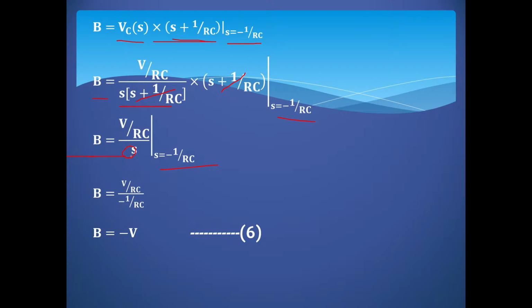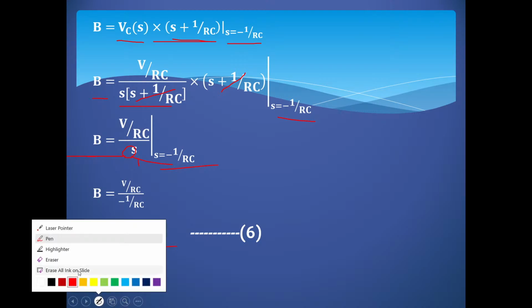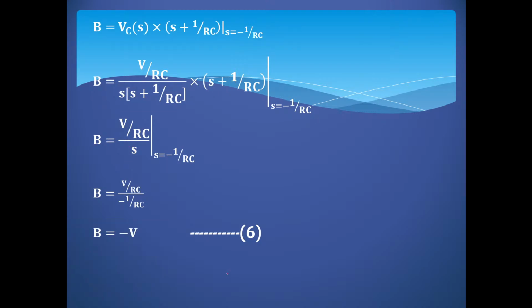Just substitute s is equal to minus 1 by RC here. What do you get? V by RC by minus 1 by RC. 1 by RC, 1 by RC cancel. B is equal to minus V. That's what you will get.